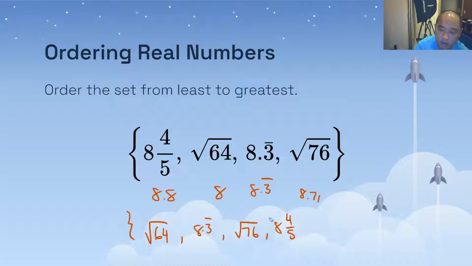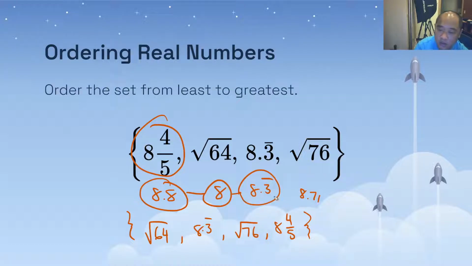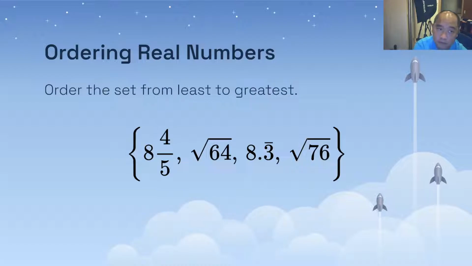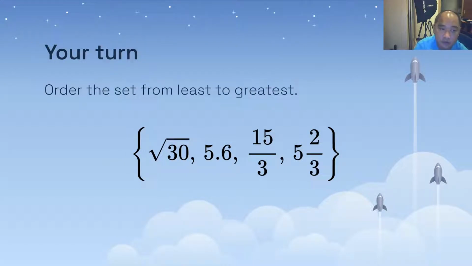And remember to write the numbers like these instead of like these. Do not use the numbers that you've converted, because you're not ordering these, you're ordering these numbers. So you need to give the answer in these numbers. Okay, your turn.